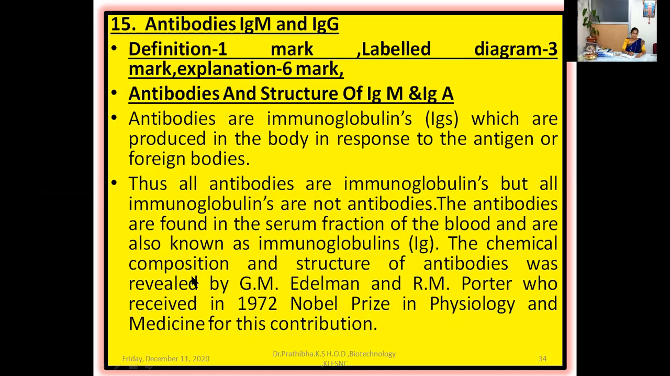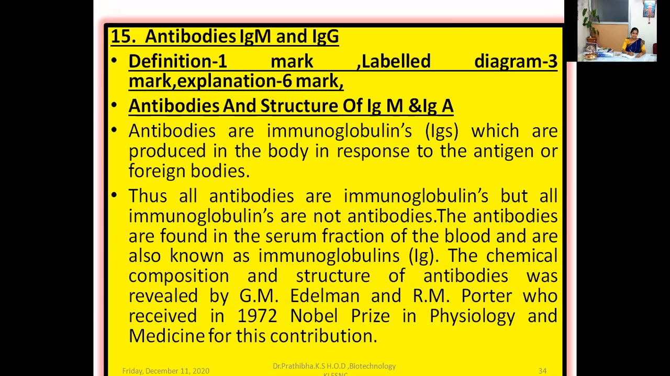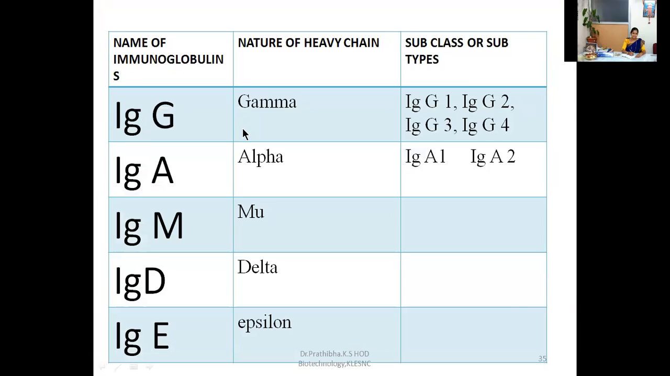The chemical composition and structure of antibodies were revealed by G.M. Edelman and R.R. Porter, who received the Nobel Prize in 1972 in physiology and medicine for this contribution. If you want to go through antibodies separately, I have given videos specifically on the structure of antibodies and on all the different types of immunoglobulins in detail. Kindly have a look.